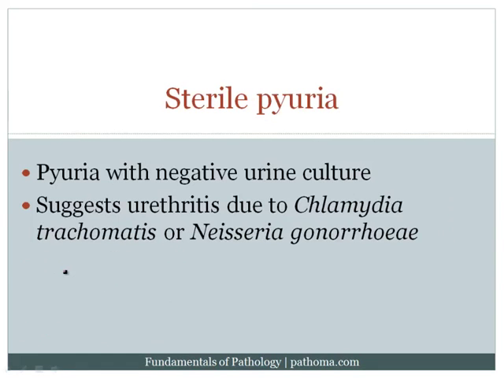Now, if a patient presents with sterile pyuria, which basically means that they have pyuria, but they have a negative urine culture, then you want to think about urethritis. Now, remember that if they have pyuria, you'll see greater than 10 white blood cells per high power field in the urinalysis, and you'll see leukocyte esterase on the urine dipstick, but the culture would be negative.